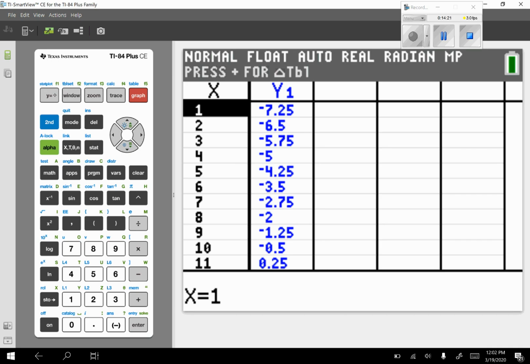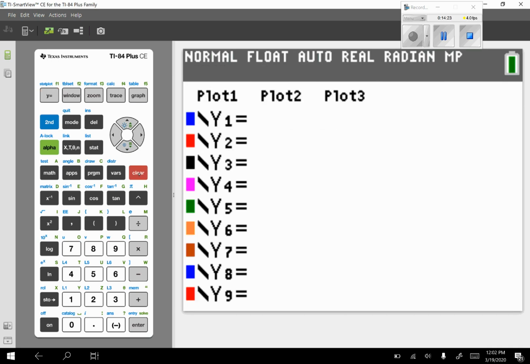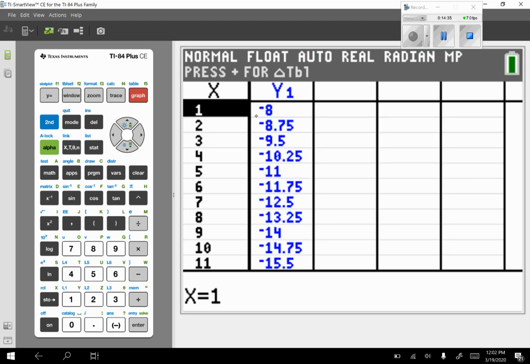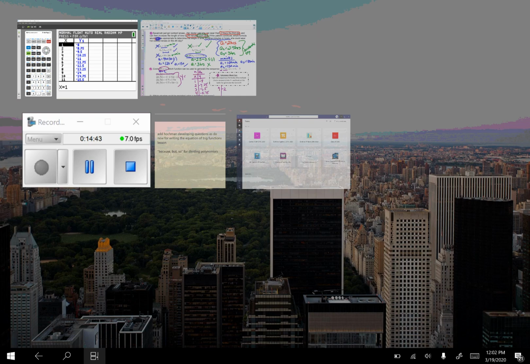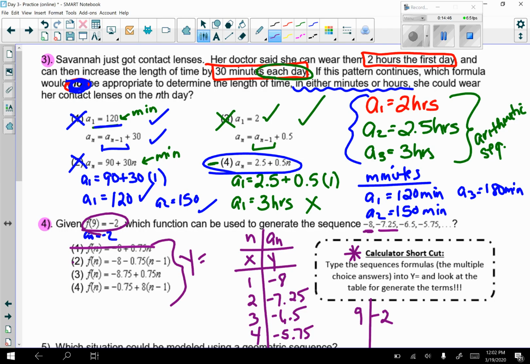Calculator, y equals, clear it out. Negative 8 minus 0.75 parentheses x minus 1, close my parentheses, go to my table again. Is the first term negative 8? Yes. Is my second term negative 8.75? No. So I'm going to cross off answer choice 2.